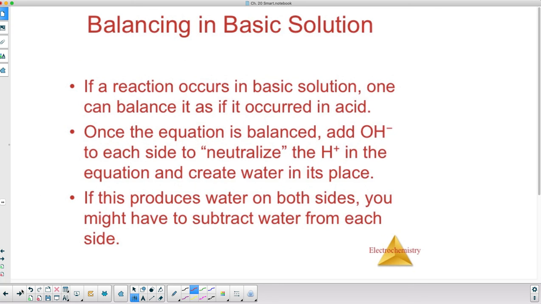So we are going to go over that. Now, I do have to say this is the last slide in the presentation here. So balancing in basic solution, you will never balance in basic solution with me. It's one extra step, but it's not worth doing because you won't see it on the AP exam, and I'm certainly not going to put this on a test, so don't worry about balancing basic solutions. All right.